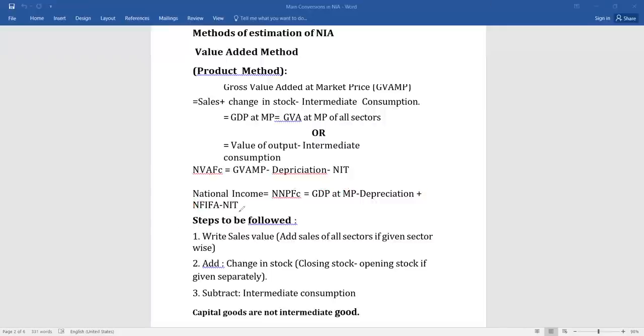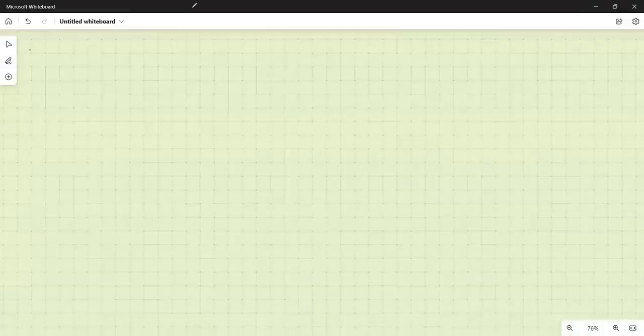So we have seen the steps involved in the calculation of national income by value added method. Number one, we find the value of output, which is equal to sales plus change in stock. And then we subtract intermediate consumption from the value of output. After we have calculated the GVA at MP of all the sectors, this will be equal to GDP at MP. And then we convert the GDP at MP to NNP at FC, the net national product at factor cost. And this variable is known as the national income in economics. Now we'll learn all the steps one by one with examples.